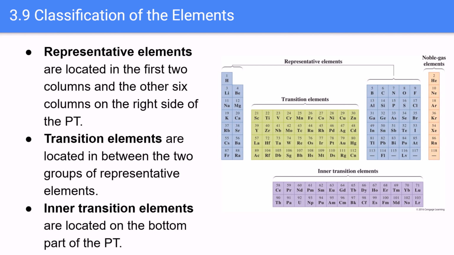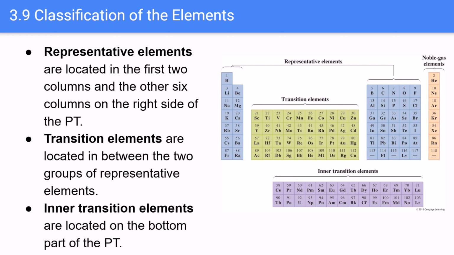A couple of other terms I want to make sure that you know. Representative elements, sometimes referred to as main group elements as well, are located in the first 2 columns, and then the other 6 columns for the representative elements are on the right-hand side of the periodic table. Transition elements are the ones that are in between the 2 groups of representative elements. These are things like scandium all the way to zinc. You have 10 groups that are there that are transition elements.